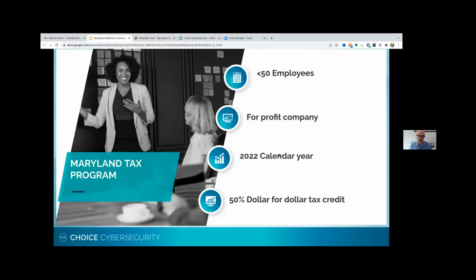We've helped dozens and dozens of companies work through this program with success. And in 2022, there are several million dollars available for tax credits. So I just want to let you know that as well.